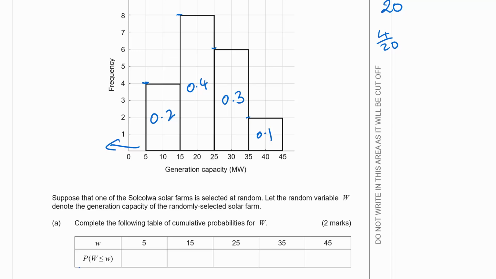So now go to the table and we can see these are cumulative. For 5, it's 0. We can see here that there are no bars below 5. For 15, it's 0.2. For 25, remember it's everything less than 25, so 0.4 adds 0.2, which is 0.6. And then for 35, it's going to be add on the 0.3, so 0.9. And finally for 45, it's 1.